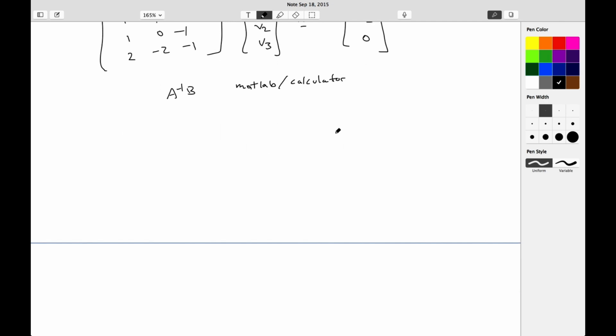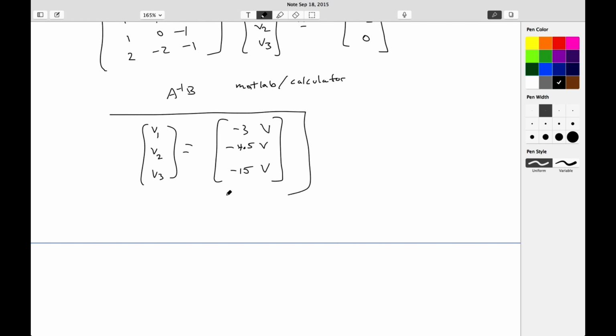All right, and when I do that, I would find that V1, V2, V3 is equal to minus 3 volts, minus 4.5 volts, and minus 15 volts. And that is my answer. Those are all the node voltages in this problem.